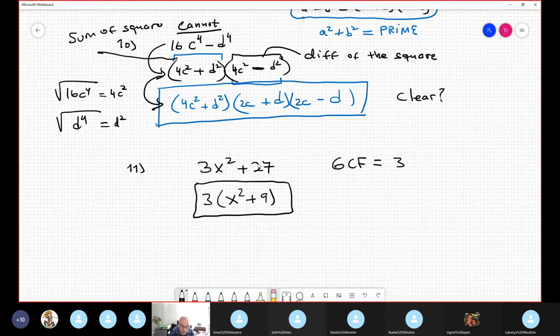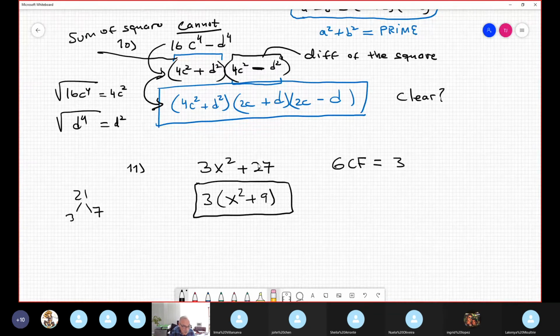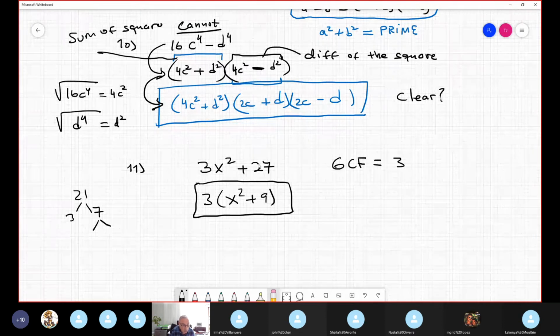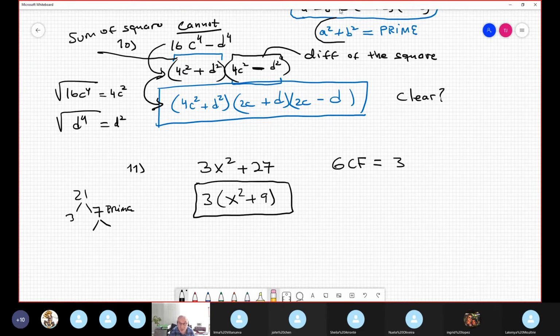This is similar. When you break down 21, for example, 21 is 3 times 7. Can we break 7 down? No, because 7 is a prime number. And likewise, x squared plus 9 is the sum of squares. It's a prime algebraic expression. We cannot do anything.